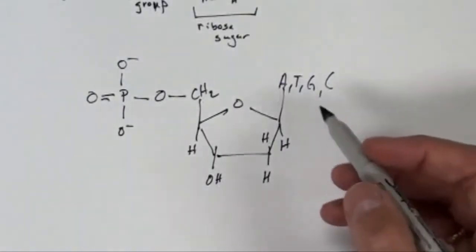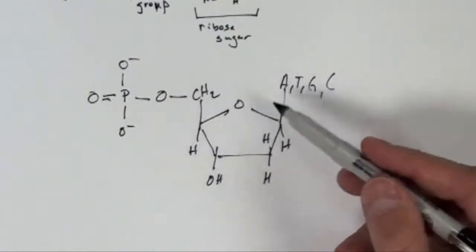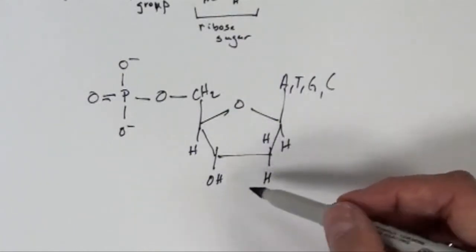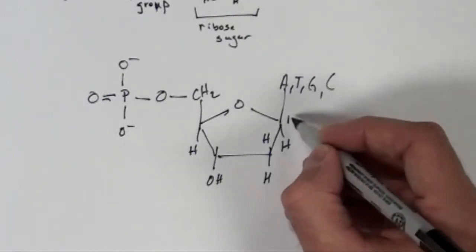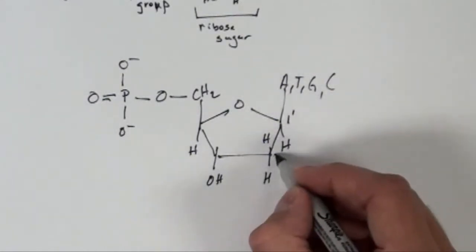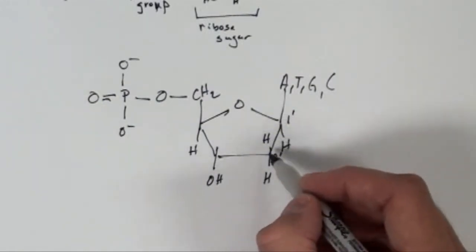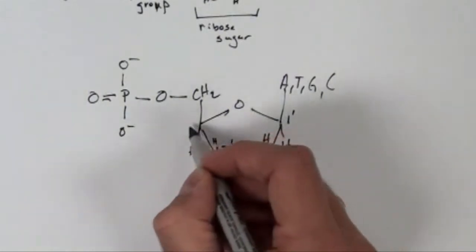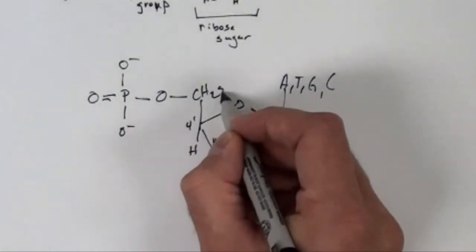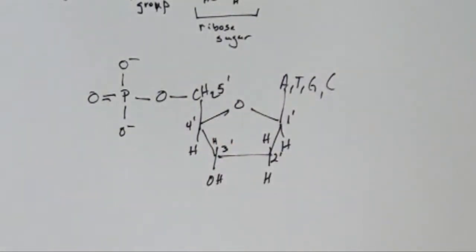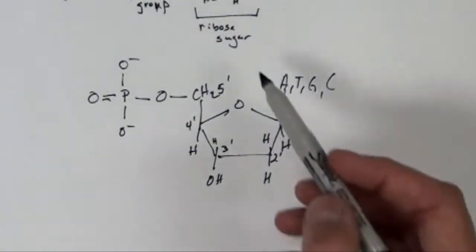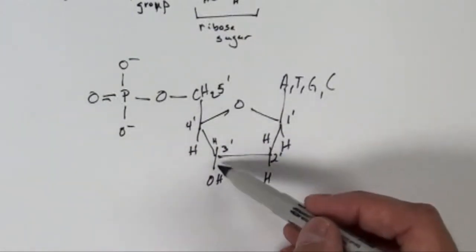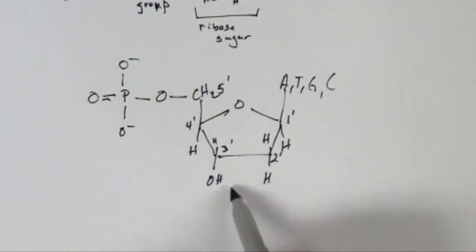Okay, so now after drawing it, one thing we do is we actually name the carbons on the ribose sugar itself. So this one is the 1' carbon, this is the 2' carbon. Every time we see a kink, that's a carbon. This is the 3' carbon, this is the 4' carbon, and this is the 5' carbon. So what's really important in terms of DNA is on the 5' carbon, we see the phosphate group. And on the 3' carbon, we see the hydroxyl group.